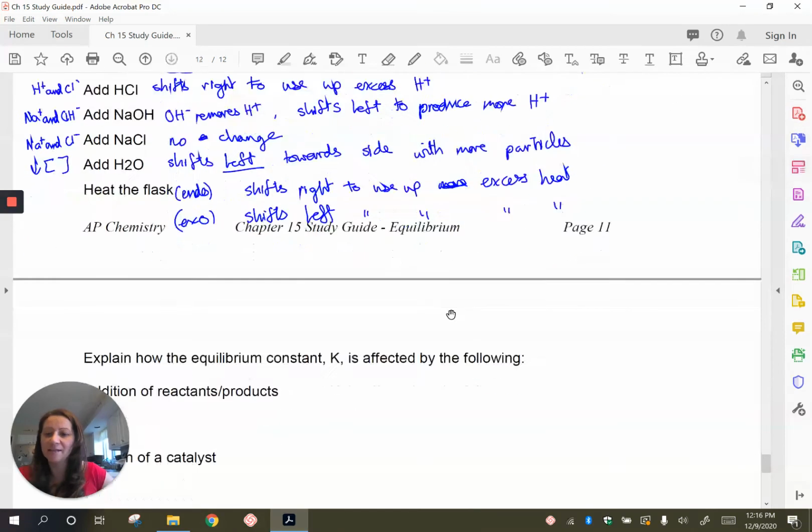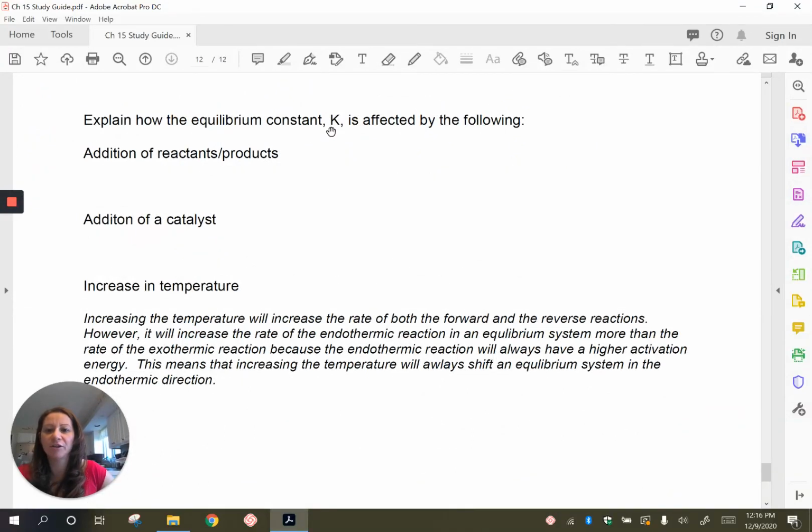Okay. The very last topic of this chapter is how the value of the equilibrium constant K is affected by different things. So we just saw that you can change the equilibrium position for a while until the reaction goes back to equilibrium. But does the equilibrium constant actually change? The only thing that changes the equilibrium constant is a change in temperature. Concentration, catalyst, volume, none of that will change your K. The only thing that affects it is the temperature.